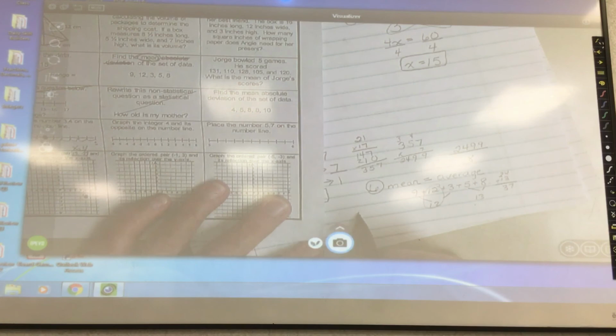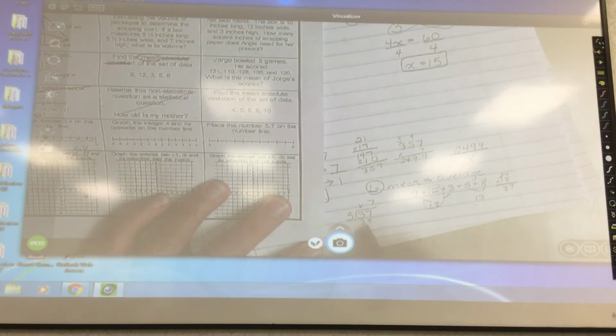I'm going to come over here because I have room here. Divided by 1, 2, 3, 4, 5. So 5 goes into 37 how many times? 7 times 5 is? 35. 2 left.